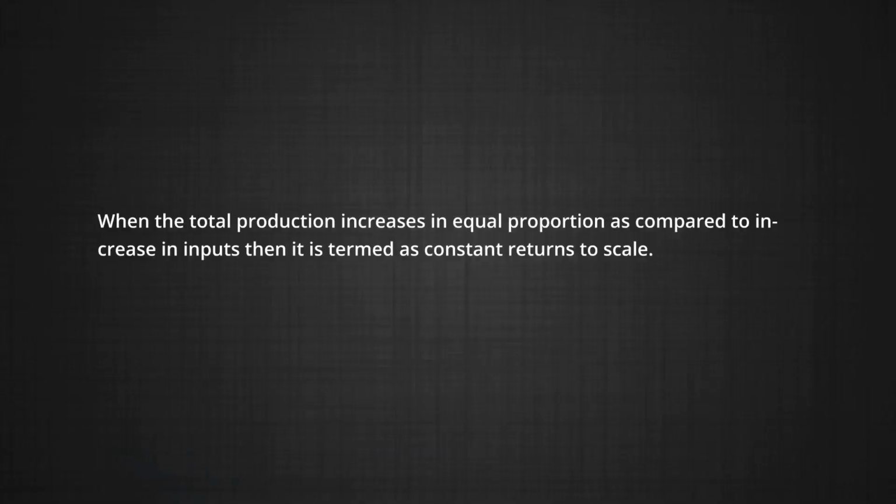When the total production increases in equal proportion as compared to the increase in inputs, then it is termed as constant returns to scale. For example, if inputs are increased by 100% and TPP also increases by 100%, then it would represent constant returns to scale.